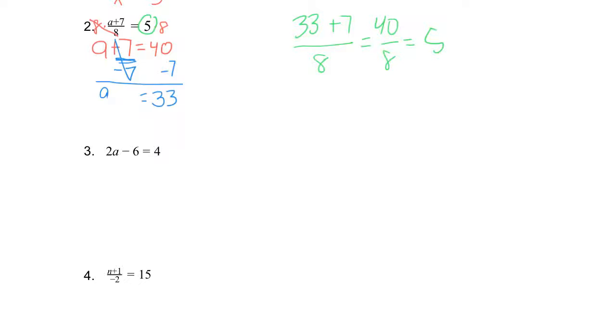All right, now we want to solve 2a minus 6. We want to get 2a all alone. That means this minus 6 needs to go elsewhere, so we're going to add it to each side of the equation.